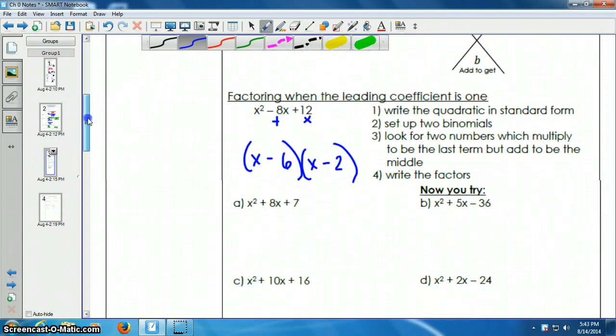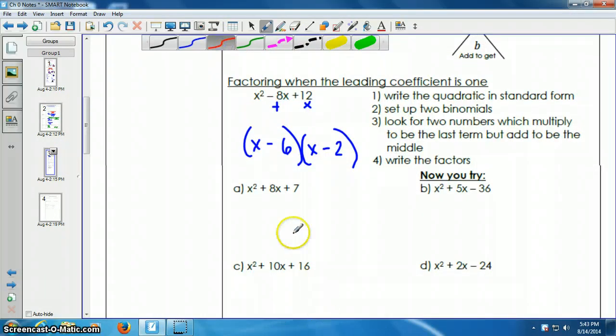Let's do one more together and then I'll have you try on your own. So factors of 7, our last term, that add to get 8. I'm going to put an x at the beginning of each of my 2 sets of parentheses. And then factors of 7, well, there's only 7 and 1, and they do add to get 8, and they're both positive. Make sure to watch those signs.